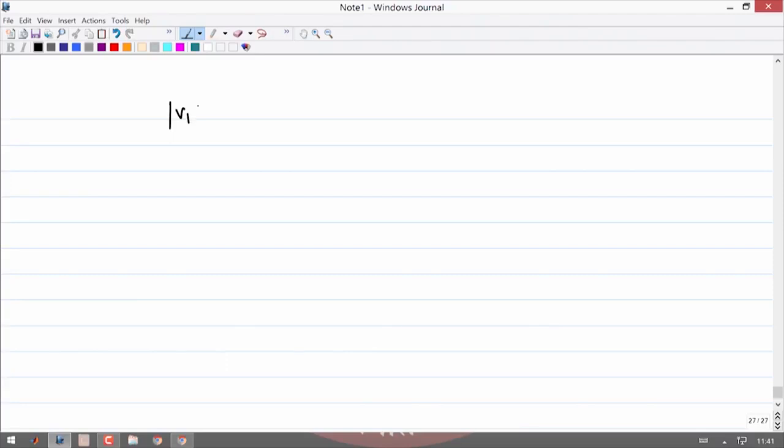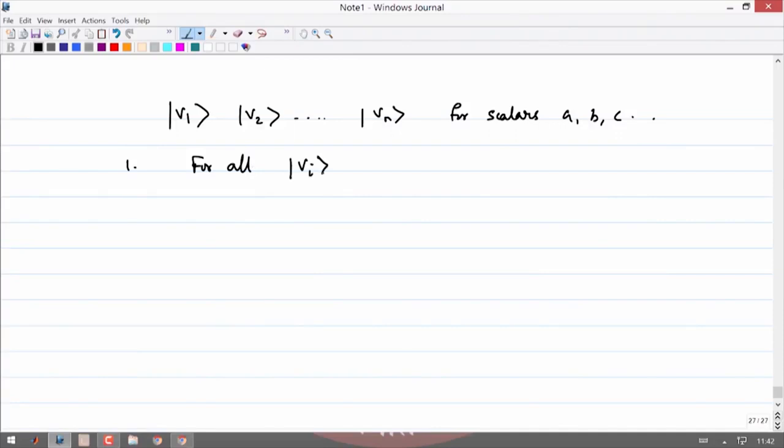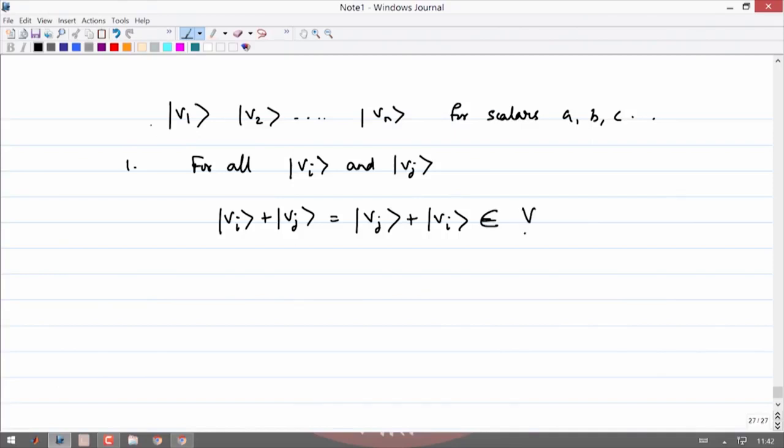If we have a linear vector space defined by a collection of vectors v1, v2, ..., vn, and arbitrary scalars a, b, c, etc. First one, for all vi and vj, the sum vector vi plus vj is equal to the commuted sum vj plus vi and is an element of the vector space V. Okay. All of these are elements of the vector space V.